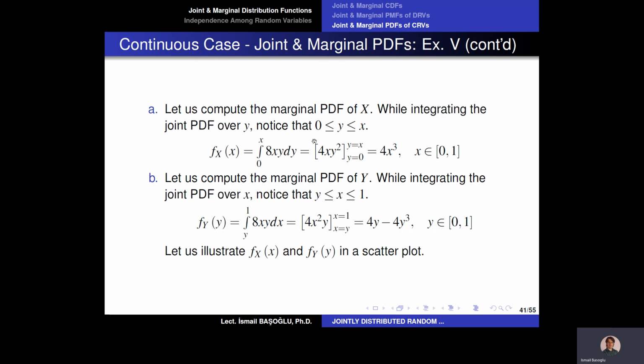And when this integrand is integrated with respect to y, it will become 4x times y squared. Plugging in the x and 0 values, you will get 4x to the power 3 as the marginal PDF of x. And because x can take any value between 0 and 1, we are going to say that this PDF is defined within this region.